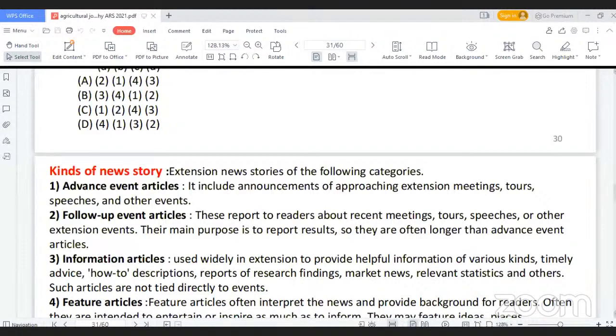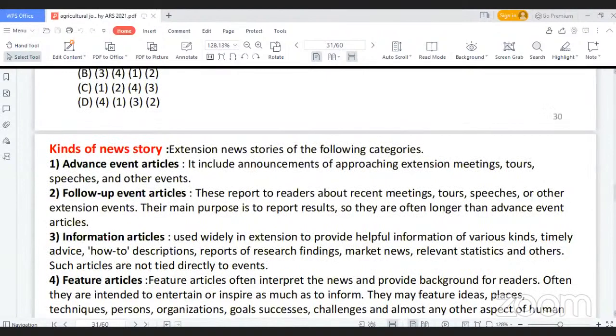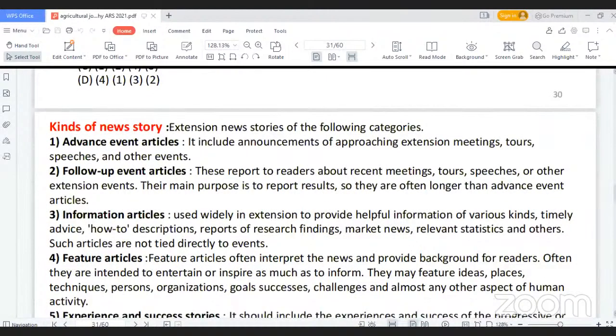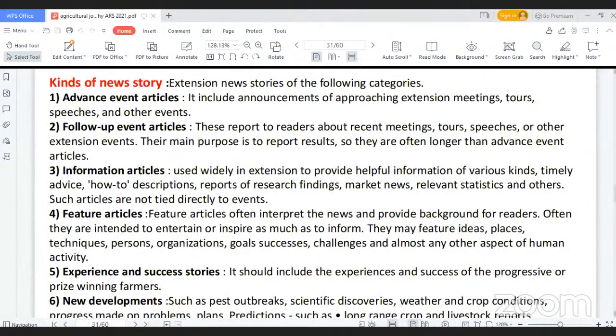Or any speech that you are going to organize, these meetings related to farmers of Maharashtra. Suppose you want to organize anything, food processing or anything related to milk production. Then follow-up events. After completion of any event, meeting, tour, training program, or demonstration program, you have to write about that follow-up. The main purpose of this follow-up event is results. Most of the farmers participated in this event, or farmers can know about this idea, like that.